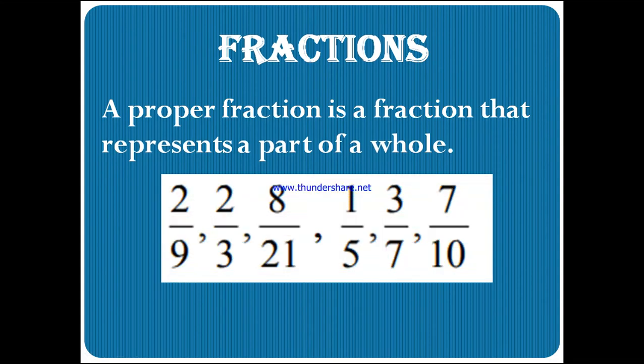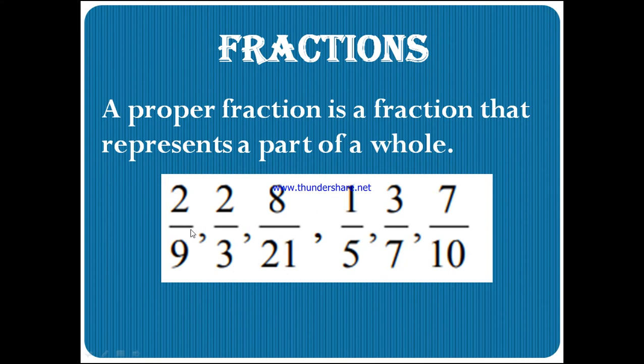See the examples of fractions: 2 by 9, 2 by 3, 8 by 21, 1 by 5, 3 by 7, 7 by 10, etc. Here you can see all are proper fractions only. Numerator is smaller. In 2 by 9, 9 is called the denominator, 2 is called the numerator, and this is the division bar. These are the terms of a fraction. 2 is the numerator, 9 is the denominator, and this is the division bar.